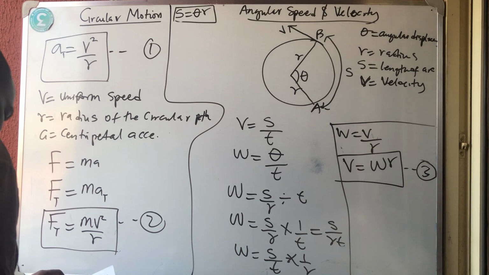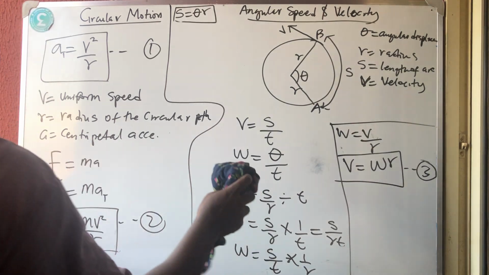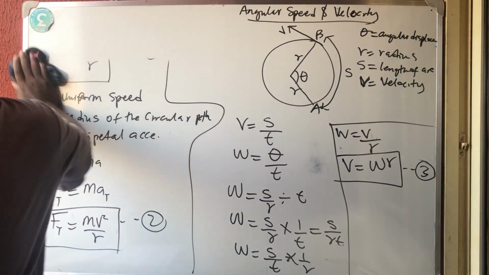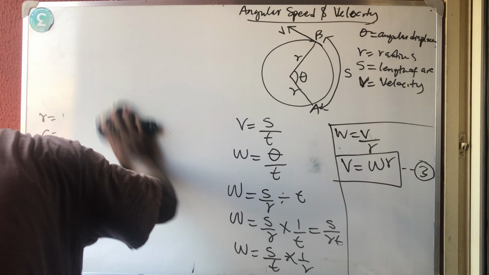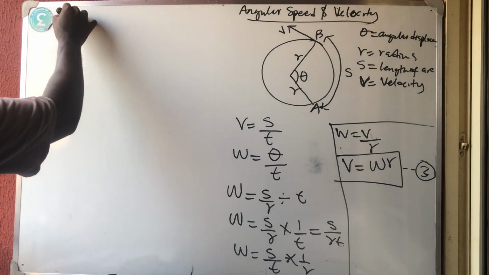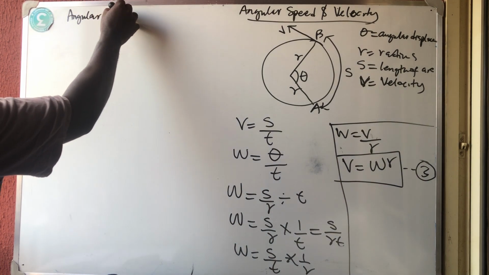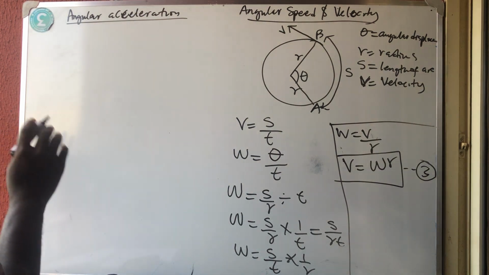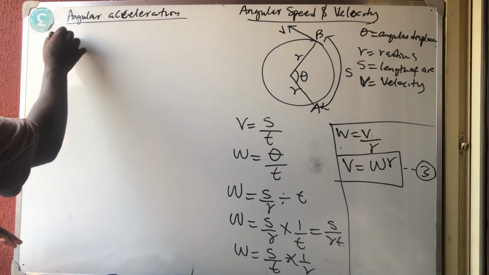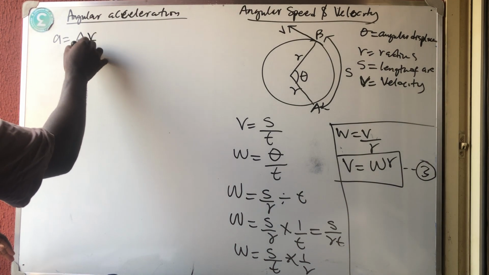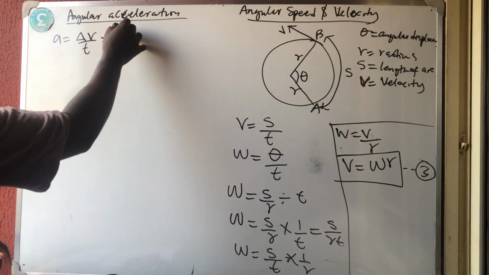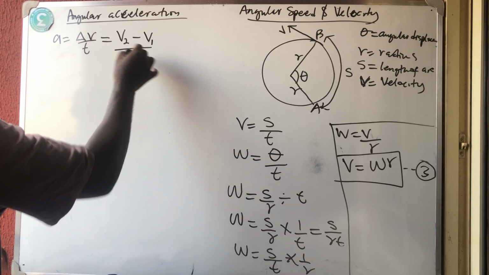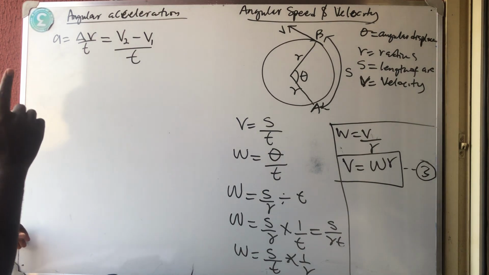Okay? So now let's talk about angular acceleration. We have gotten the relationship between angular velocity and the linear velocity. So now let's talk about angular acceleration. Now we know that normally acceleration a is equal to change in velocity over time, which can be the final velocity, let me call it v2, minus initial velocity v1, all over time. The same thing should happen to angular acceleration.